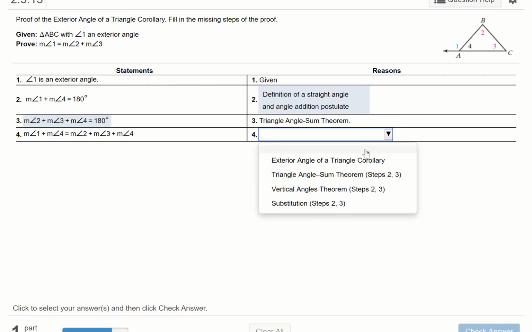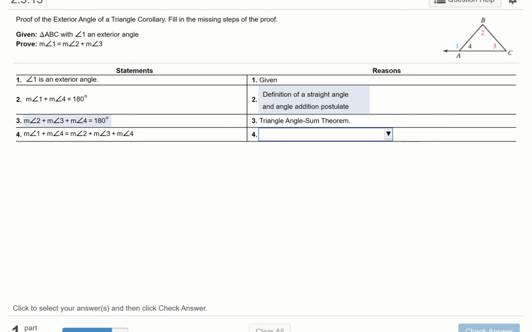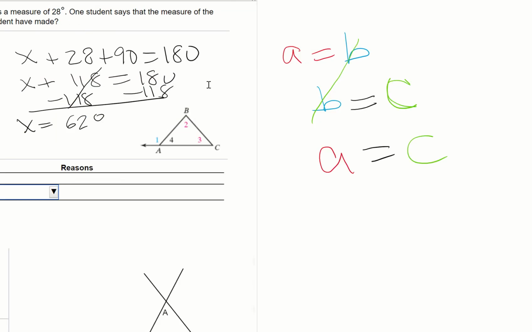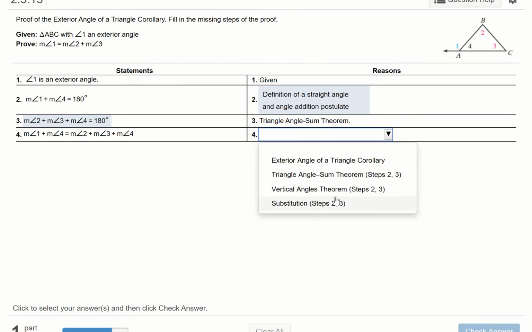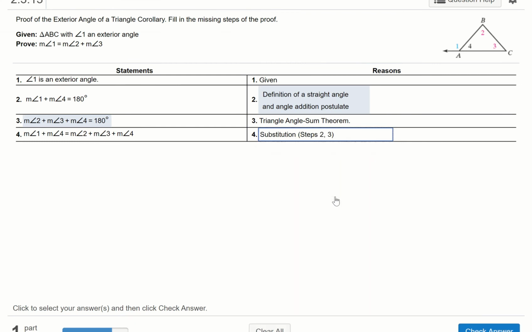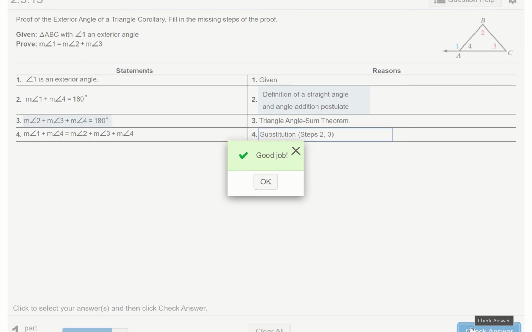Otherwise, sometimes they'll call it substitution. So you can also think of it as a substitution because you're thinking of A as being equal to B, and basically you're replacing B with A. And so therefore B is now replaced with A, and so A equals C. Sometimes it's called the transitive property, but in this example, they use substitution for steps 2 and 3. So go ahead and check the answer here.